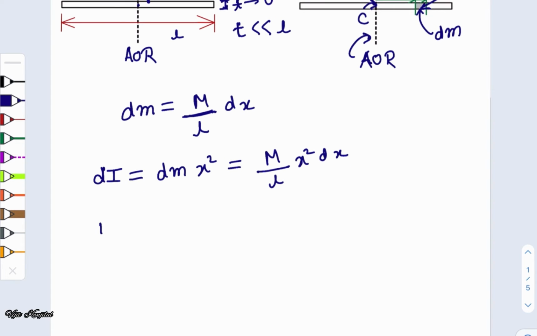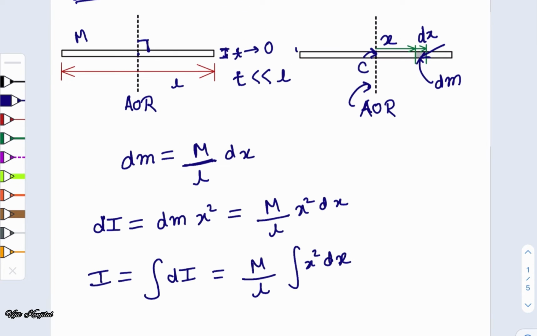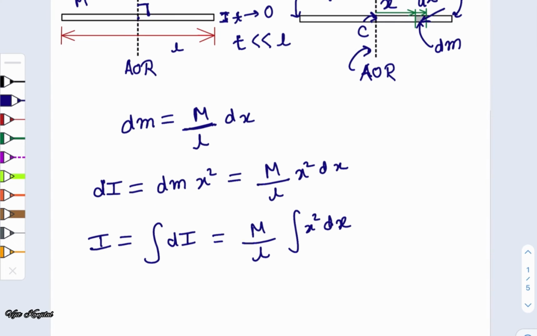So what would be the net moment of inertia of this entire rod? It would be simply integral of dI. So it would be simply m by L times integral of x square dx, where the limits of x are from minus L by 2, this is for this particular extreme point, to plus L by 2, which is with respect to this particular extreme point. So the limits of x are from minus L by 2 to plus L by 2.